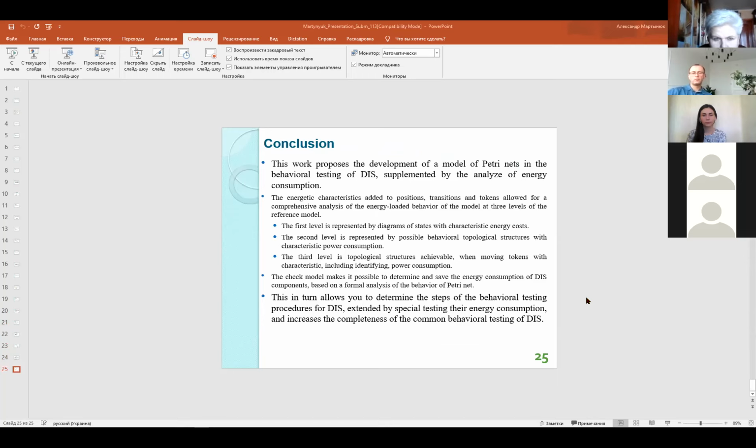This work proposed the development of the model battery net in the behavioral testing of this, supplemented by the analysis of energy consumption. This in turn allows you to determine the steps of the behavioral testing procedures for this, extended by special testing the energy consumption, and increases the completeness of the common behavioral testing of this.